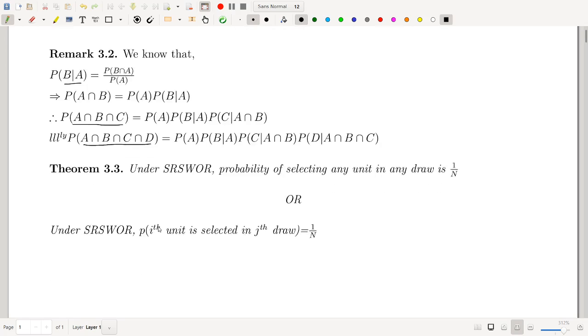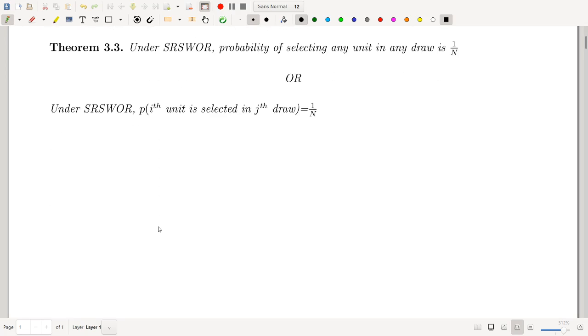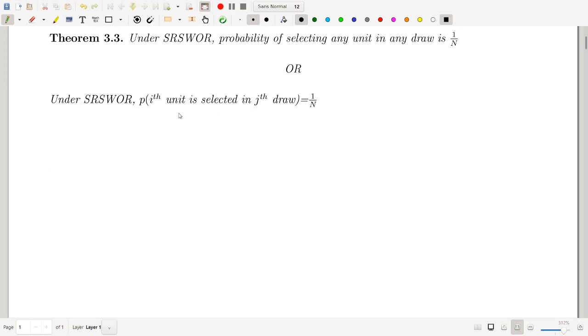The next theorem is: under SRSWOR, probability of selecting any unit in any draw is 1 upon N. So this theorem may be asked like this also: under SRSWOR, probability that ith unit is selected in jth draw is 1 upon N. We can take i as anyone and j will be any value between 1 to capital N. Means we can take i as, suppose, 10 and j as, suppose, 15. This means probability that 10th unit is selected in 15th draw will be 1 upon N.